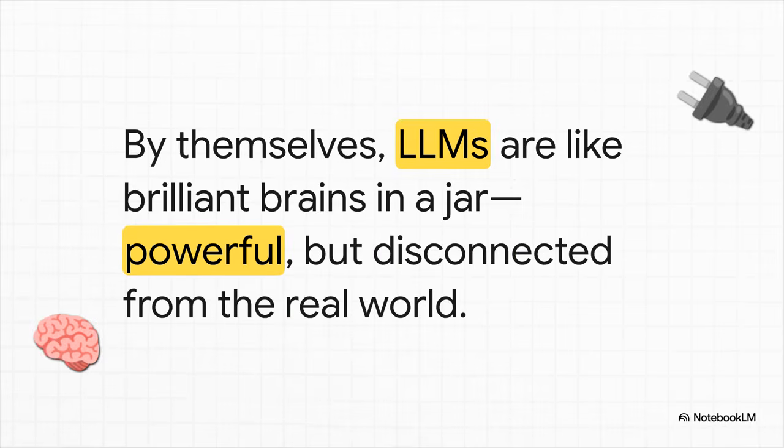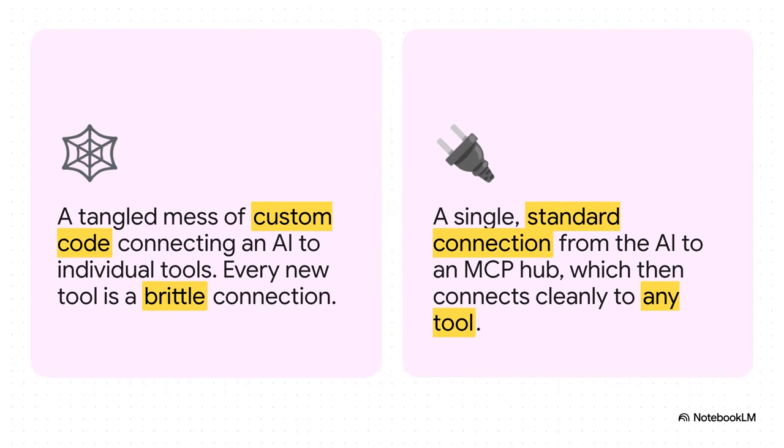Well, here's the thing. By themselves, large language models are kind of like these brilliant brains just floating in a jar. They're absolutely amazing at understanding and generating language, but that's where it stops. They are fundamentally disconnected. They can't access live, real-time data, and they can't perform actions. They're just cut off. So before something like MCP came along, trying to connect an AI to real-world tools was an absolute nightmare. I mean, look at this.